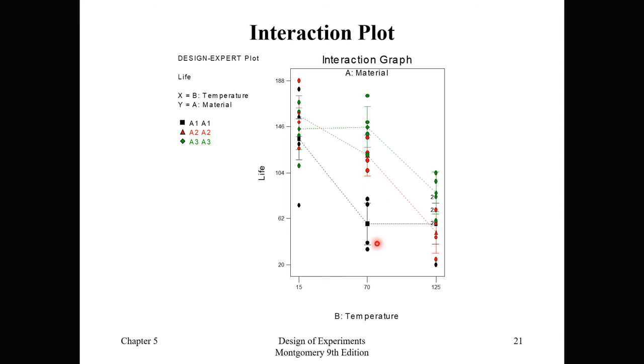Between the green and red. Of course, black has already had a huge drop, so I'm not going to count black there. Black has virtually no change from a medium to high temperature. So in this case, I might say that material 3, A3, might be the most robust material to changes in temperature, addressing that second question.